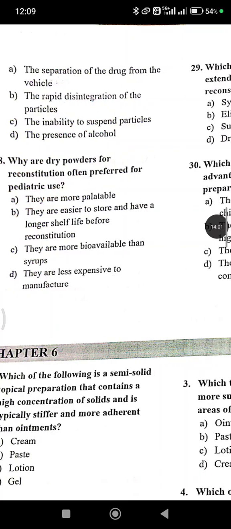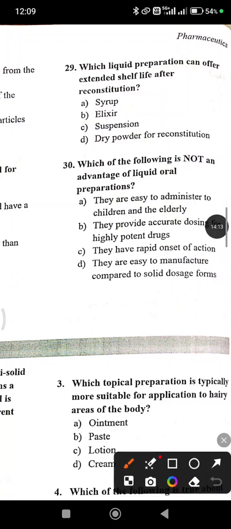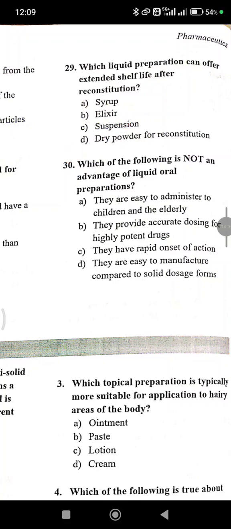Let's go to question number 29. Which liquid preparation can offer extended shelf life after reconstitution? Syrup, elixir, suspension, dry powder for reconstitution. That is option D, dry powder for reconstitution.